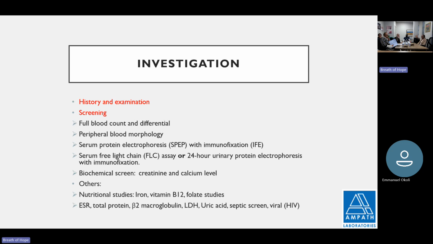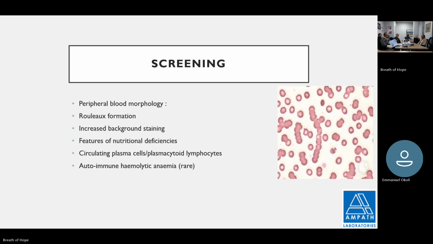And then you'll do your ESR, as well as your total protein, beta-2 microglobulin, LDH, uric acid, and also a septic screen. These patients are at risk of infections, and exclude an HIV viral co-infection. I'm not going to repeat myself, but yes, this is what we're going to look for in multiple myeloma. Usually these patients will have a lot of background staining and rouleaux formation.